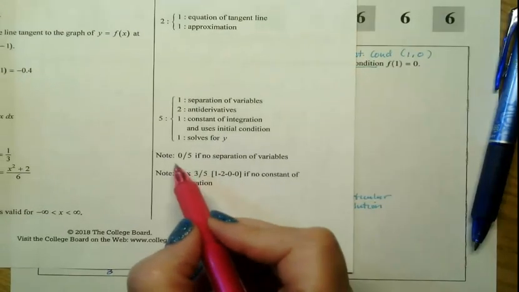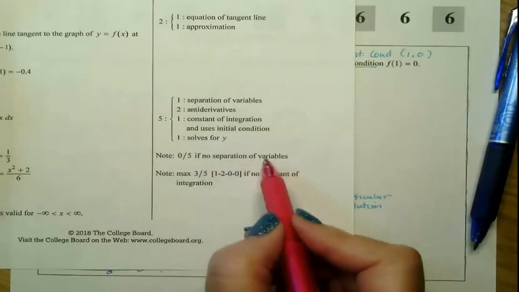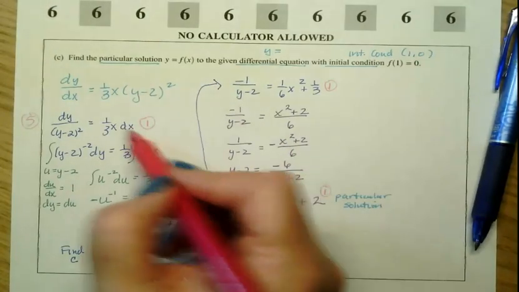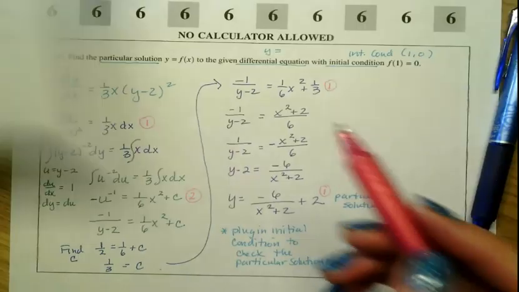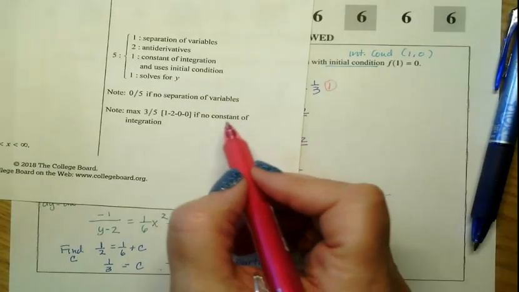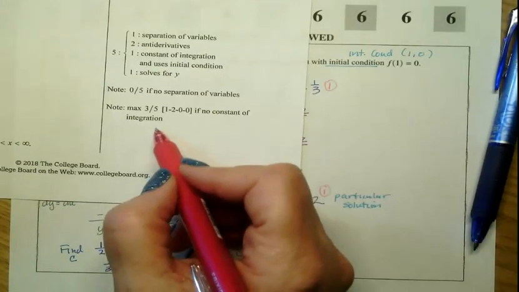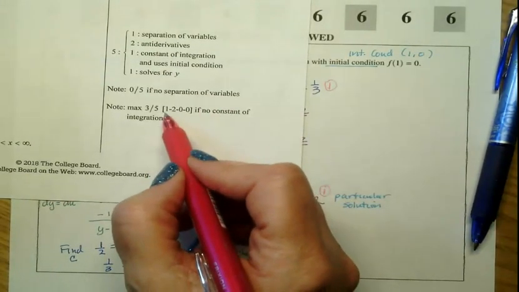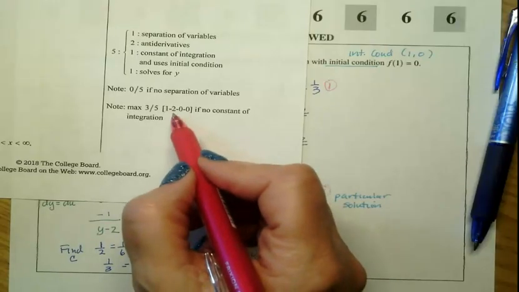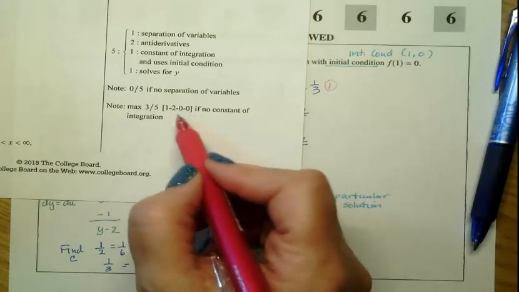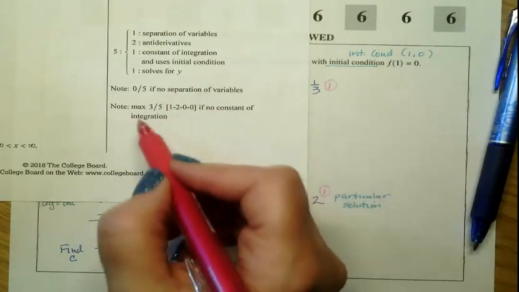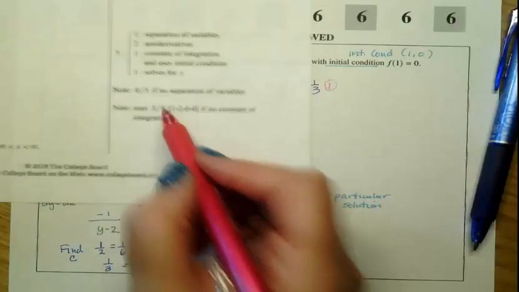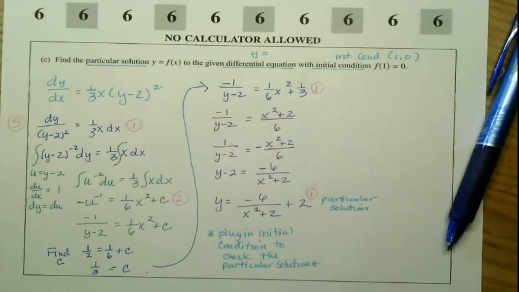Now let's take a quick look at the notes. So the notes for this say you get 0 of 5 points if you do not separate variables. So if you didn't do this, they are finished grading this section, you get 0 points. If you don't use the constant of integration, then you would get 1 point for separating the variables. You would get the 2 points for the antiderivatives, but you would not get any of the last 2 points. So the most you could get here with no constant of integration is 3 of the 5 points. So we have those notes there.